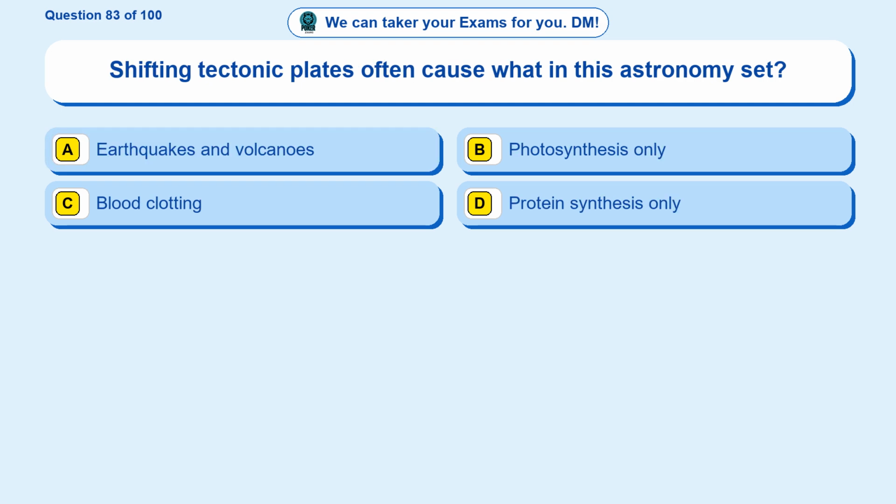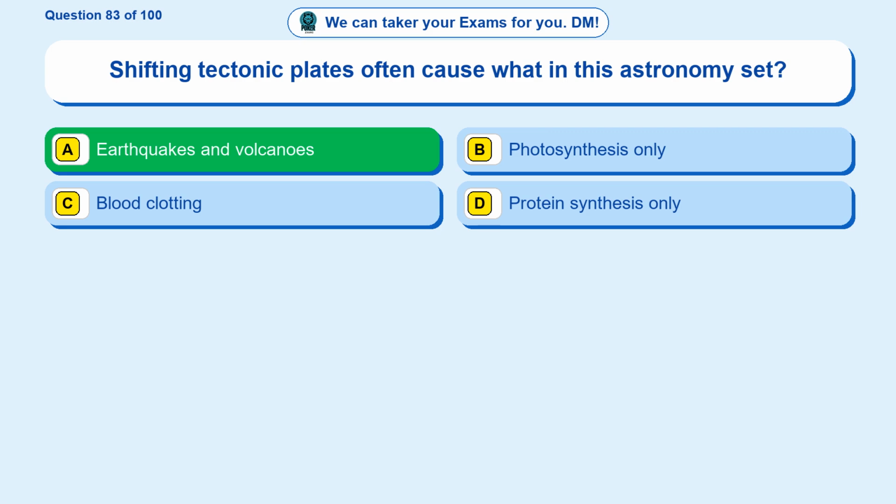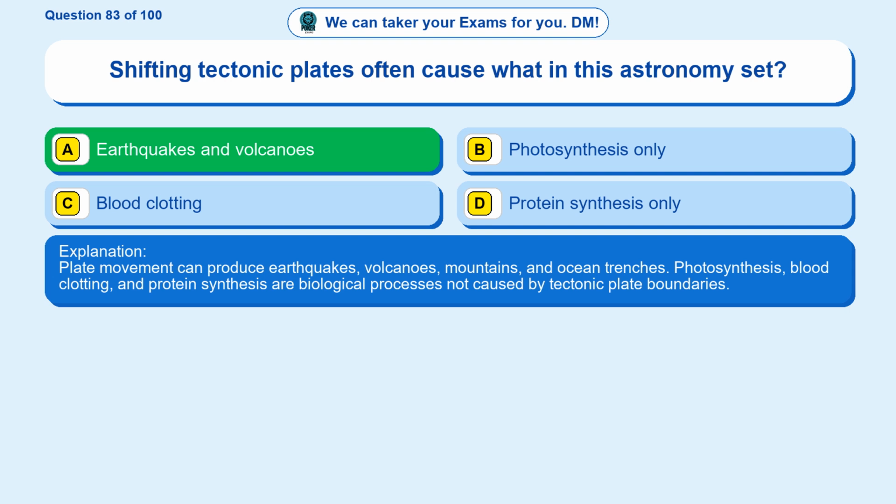Question 83. Shifting tectonic plates often cause what in this astronomy set? Option A, earthquakes and volcanoes. Option B, photosynthesis only. Option C, blood clotting. Option D, protein synthesis only. The correct answer is option A, earthquakes and volcanoes. Plate movement can produce earthquakes, volcanoes, mountains, and ocean trenches. Photosynthesis, blood clotting, and protein synthesis are biological processes not caused by tectonic plate boundaries.